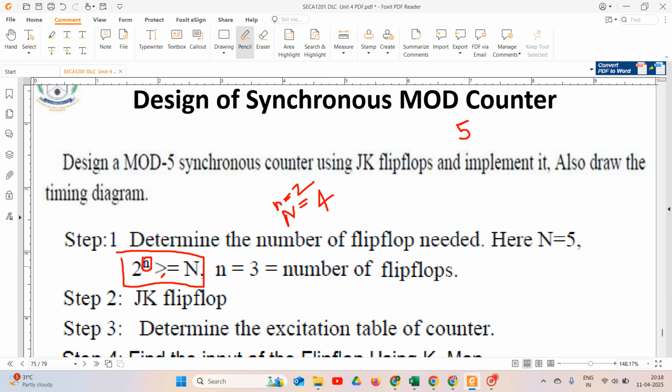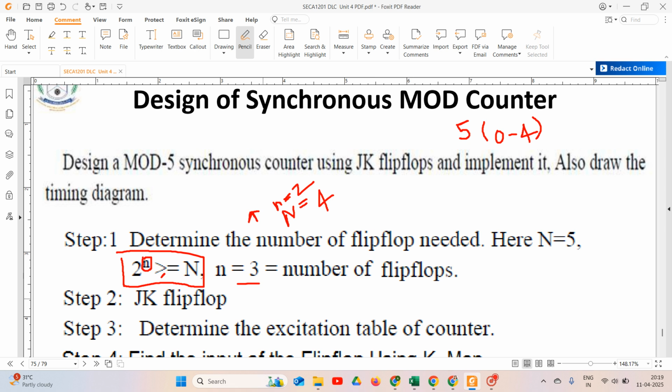How did we get this 4? 2 to the power of 2 is equal to 4, but I want to design mod 5, so I have to increase the lowercase n from 2 to 3. If I put n equal to 3, I will get capital N equal to 8, so I can count up to mod 5. Mod 5 means we can count from 0 to 4. Whenever it reaches 5, the result is zeros. We will discuss that one.